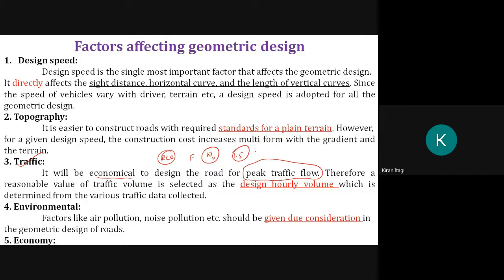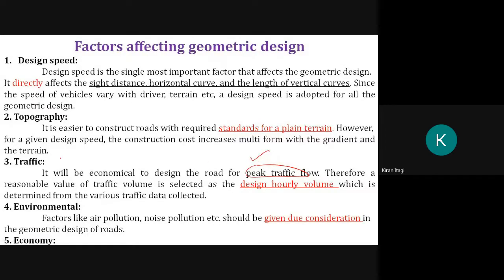Why? Because you are designing with respect to the limit state method. And here you are designing for an under reinforced beam, not an over reinforced beam, so we are taking the factored load. Similarly here also, whenever you go for the designing of roads, we will take the peak traffic flow, what will be the maximum traffic flow at the required period.